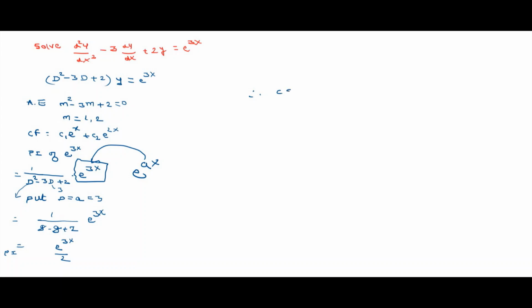Therefore the complete solution CS is equal to CF plus PI, and this is y equal to, since it is in terms of y, CF which is C1 e raised to x plus C2 e raised to 2x, plus the particular integral e raised to 3x divided by 2. This is the required solution.